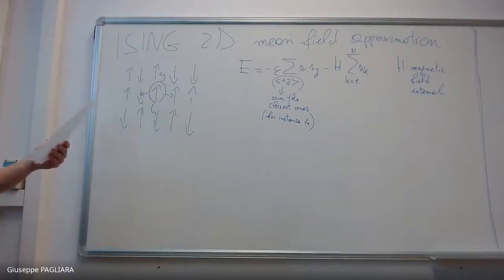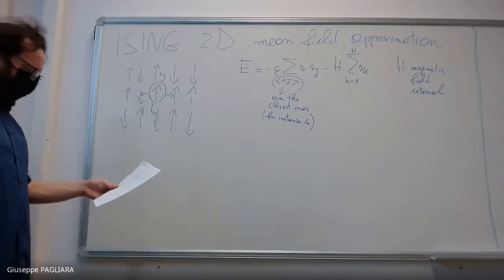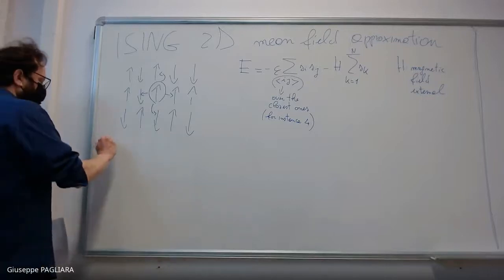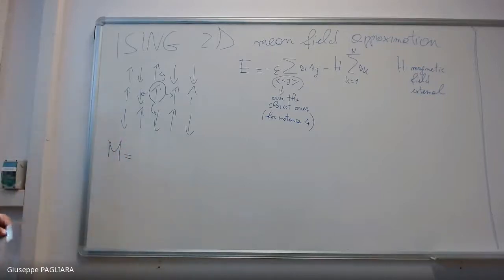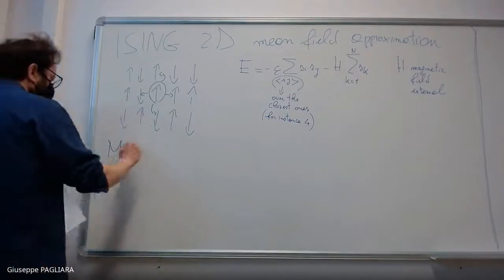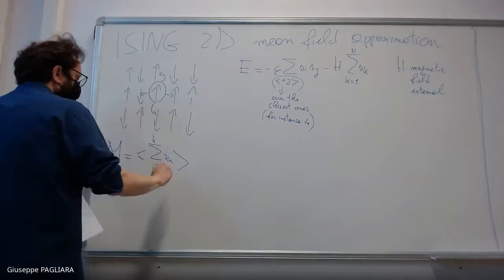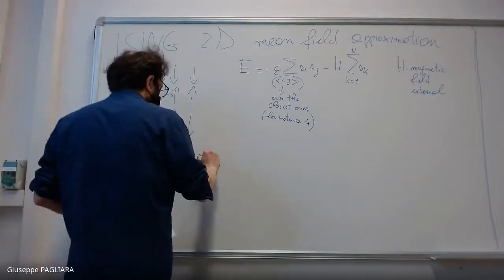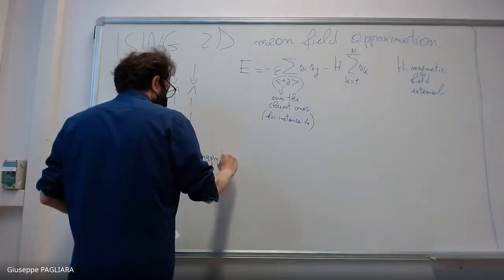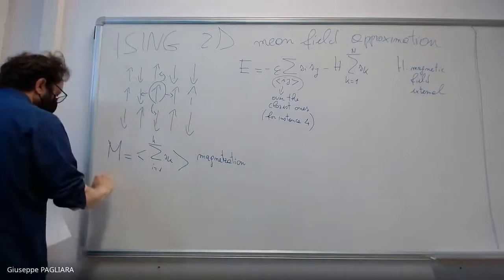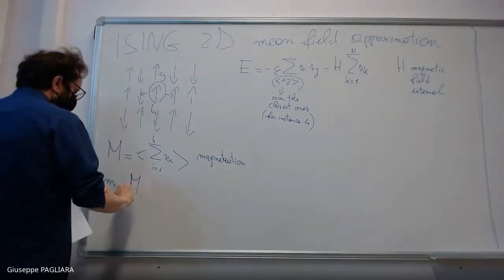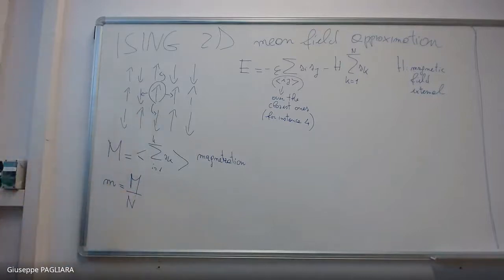Okay. And at some point, we wrote down also in the Ising model in one dimension the total magnetization, which is basically the ensemble average of the sum from 1 to N of S_k, is the magnetization. And let's call m, small m, the ratio between M and the number of particles, which can be regarded as a sort of average magnetization per particle.